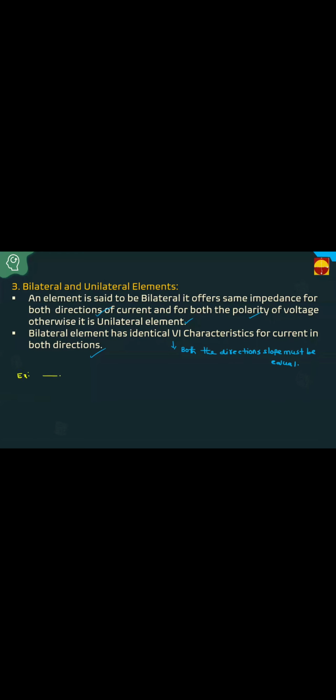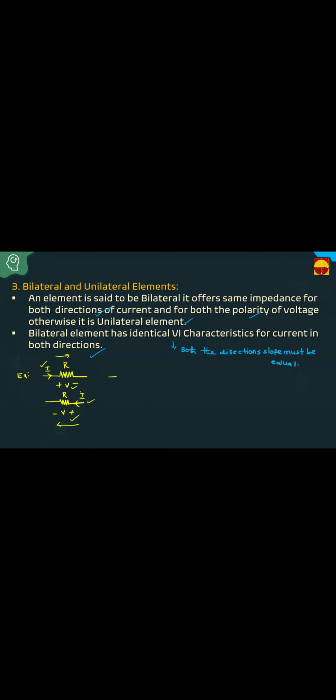For example, let's consider this resistance, which offers a resistance of R. If the current is in this direction, the voltage has this polarity. Now I'm changing the direction for the same resistor. I'm not changing the resistor. For the same resistor, I'm changing the current direction like this, and the polarity is like this. For this direction, it offers the resistance R. For this direction also, it offers the same resistance. Does it offer different resistance? No. That's why it is a bilateral element.